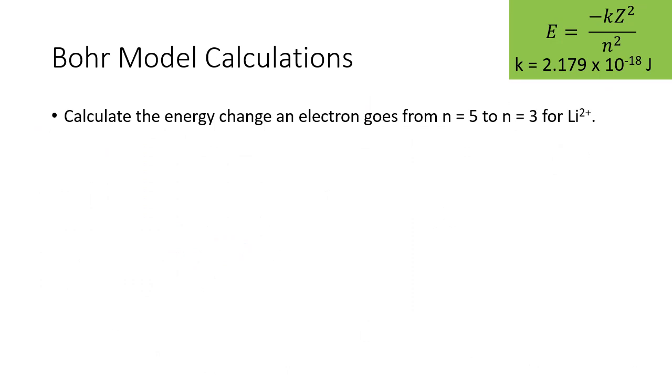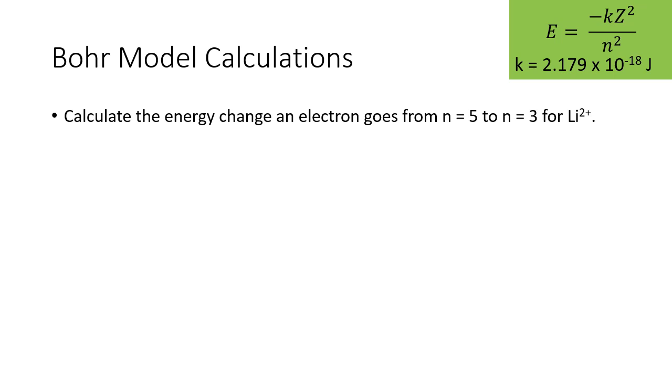Okay, so let's just try a calculation. We're going to calculate the energy change in an electron that goes from n equals 5 to n equals 3 for lithium 2+. So lithium 2+ will just have one electron. What are we trying to calculate? We're going from a high energy to a low energy. And what type of transition is that? It's an emission. So how do we calculate energy change?